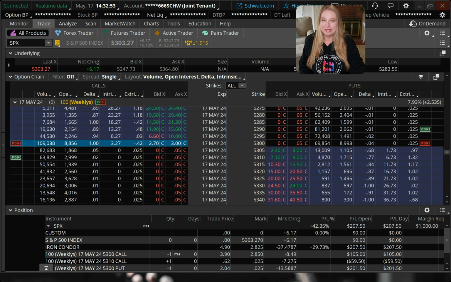There you have it. That is my 0 DTE SPX trade. This is a neutral premium selling trade in the options market.